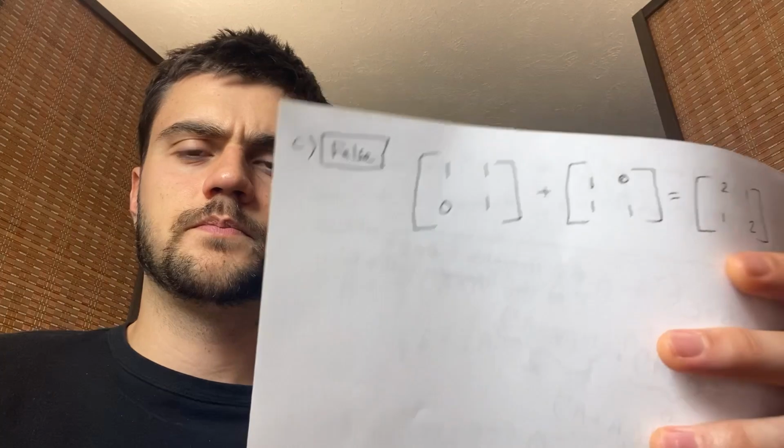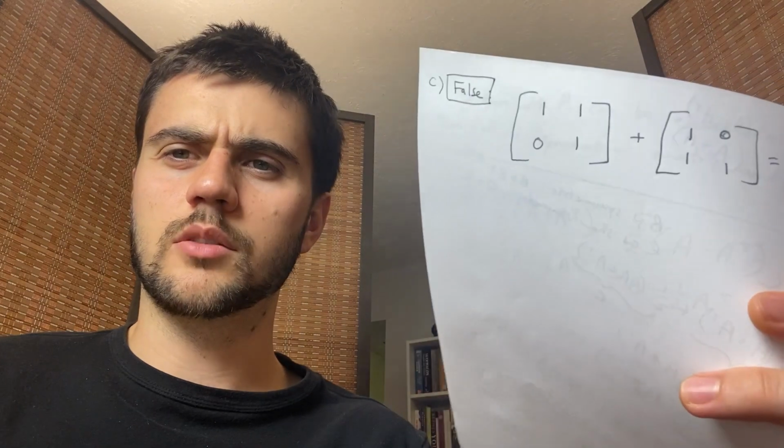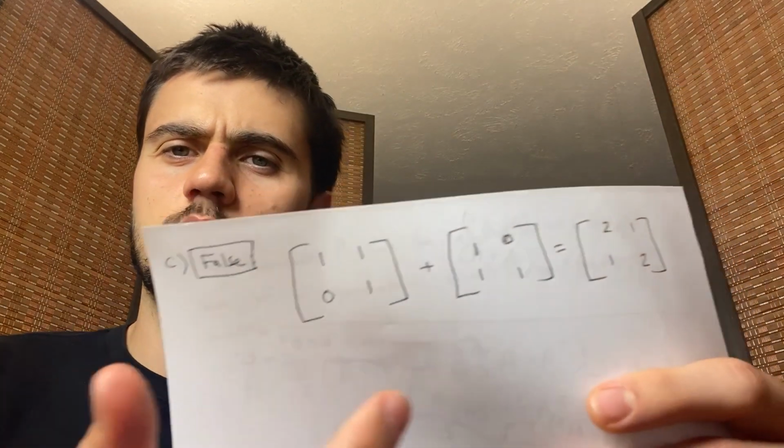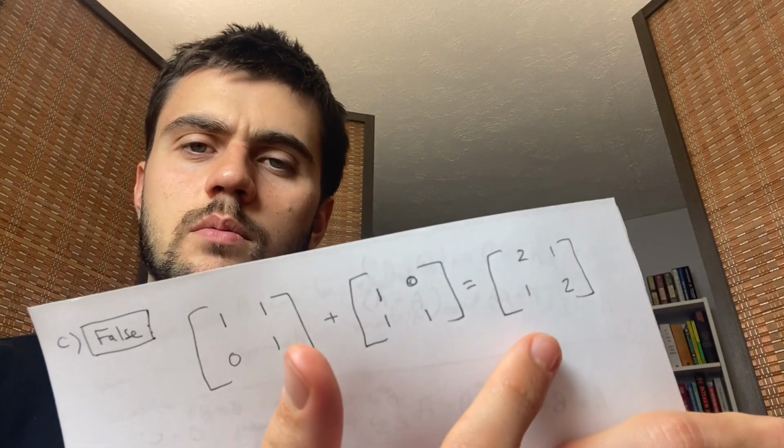And then a true or false question. Basically, the sum of an upper triangular matrix and a lower triangular matrix is a diagonal matrix. That's false. And here's a little counterexample. That's not a diagonal matrix. It's symmetric, not diagonal. So that's it for today.